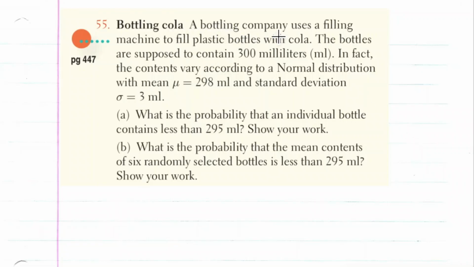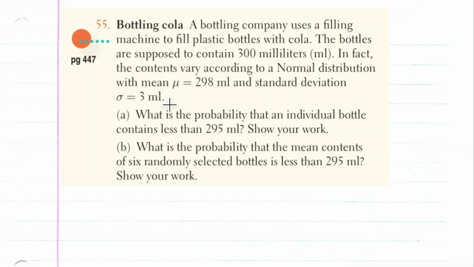A bottling company uses a filling machine to fill plastic bottles with cola. The bottles are supposed to contain 300 milliliters. In fact, the contents vary according to a normal distribution with mean of 298 and standard deviation of 3.